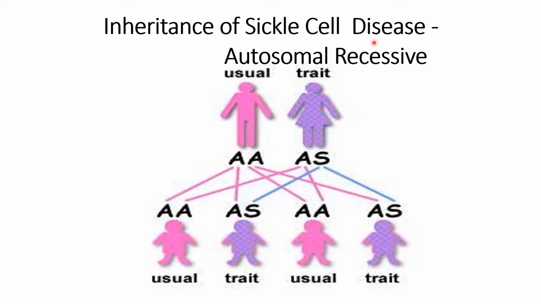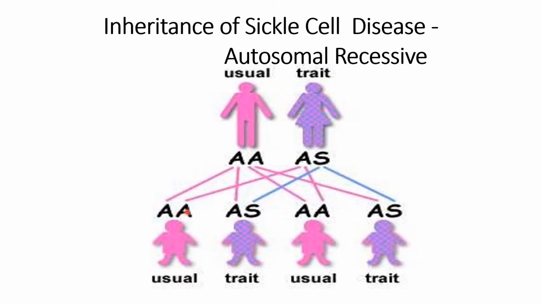Coming to the inheritance of sickle cell disease. The predominant inheritance pattern is autosomal recessive. So 4 types of combination can occur here. One combination is one parent is normal and the other parent has sickle cell trait. In a normal parent, both the genes of hemoglobin are normal. In a parent with the sickle cell trait, one hemoglobin gene is normal and the other is sickle. So their children, 50% of their children can be normal.